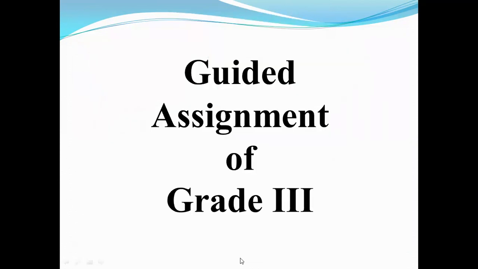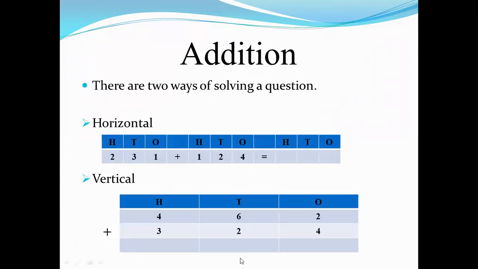This is your guided assignment of grade 3. Our today's topic is addition. There are two ways of solving a question: horizontal way and the vertical way. In the horizontal way, we write a question like this. We always start adding from the right hand side, which is ones. We'll add the ones first.